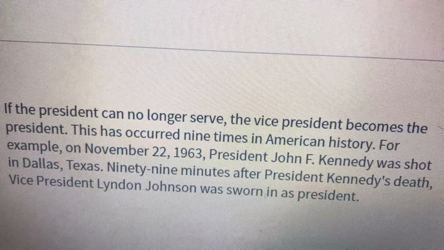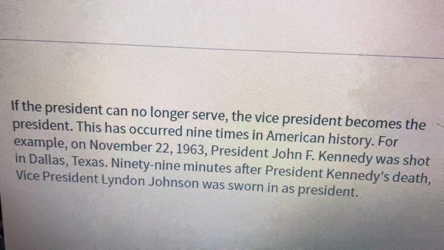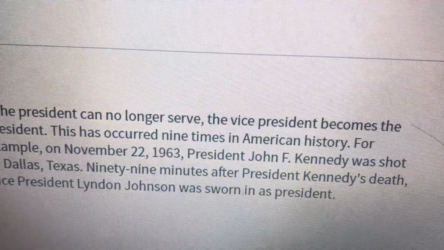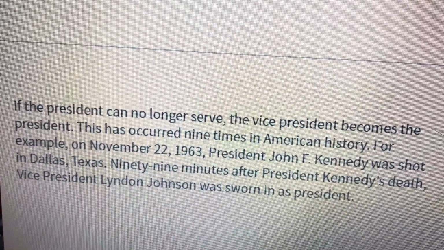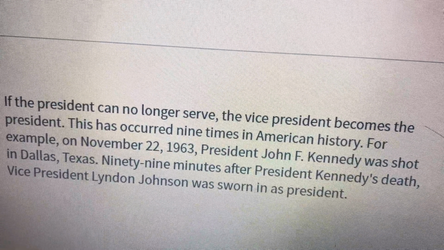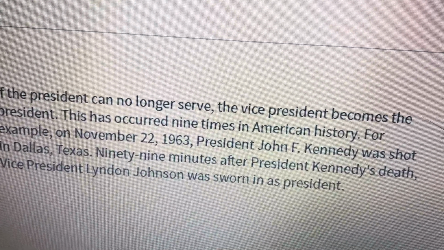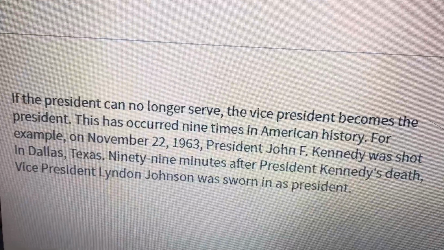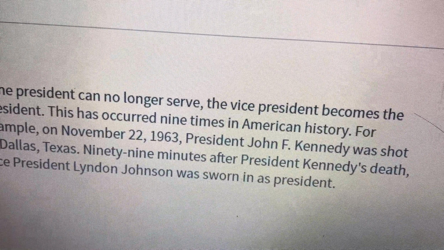This has occurred 9 times in American history. For example, on November 22, 1963, President John F. Kennedy was shot in Dallas, Texas. Imagine that, 99 minutes after President Kennedy's death, Vice President Lyndon Johnson was sworn in as president.